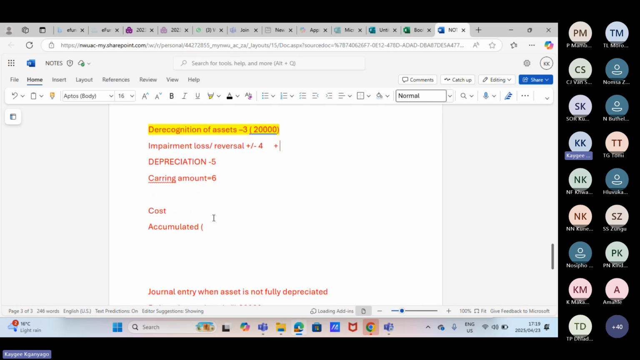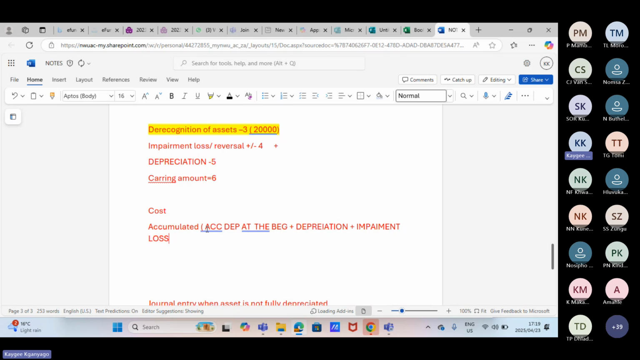Or shall I write it here? Yeah, let me just write it here. This is accumulated depreciation when? At the beginning, ne? Plus depreciation during the year. Also plus if there is any impairment loss. Can I say or less? Subtract. Write it: less impairment loss reversal.